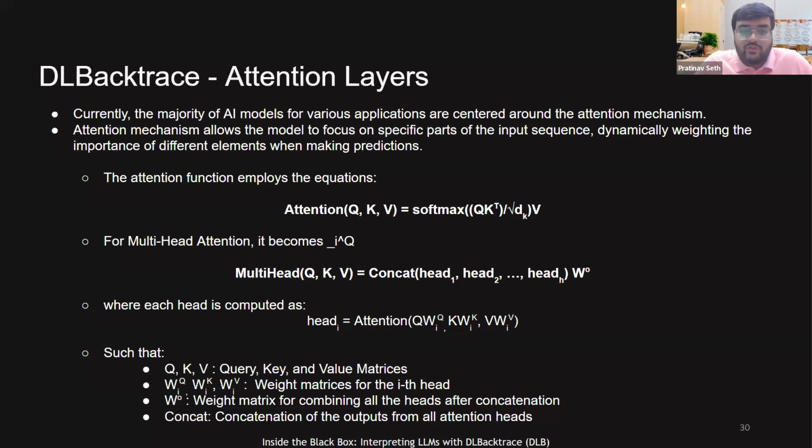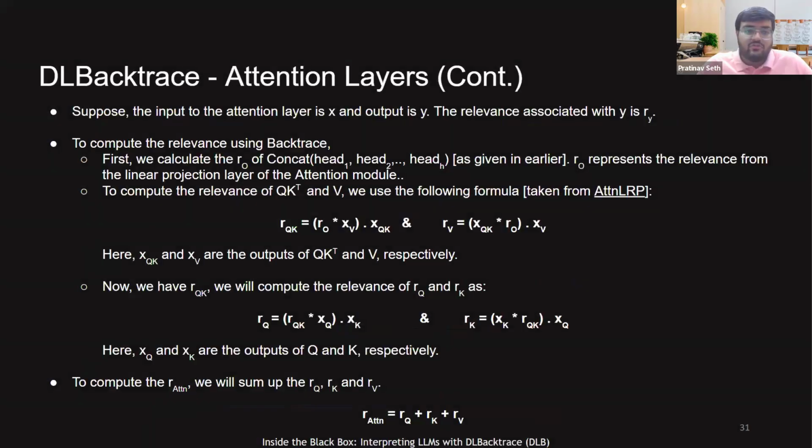You have query, key, and value. So what we do is we try to compute attention based on query and value and query and key. It is inspired from the AttnLRP paper. Based on that, we compute the relevance of query, key, and value separately, and for the attention layer as a whole, you get a summed up value. This is what we do for the attention layer. With this, we'll move on to the benchmarking.